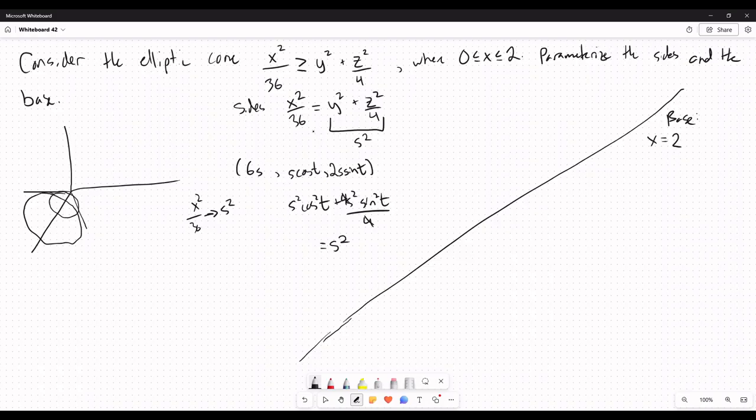But we also need to figure out what s and t are going between. I know that t is going between 0 and 2 pi because it's basically representing going around in a circle. So we need to go all 2 pi radians. That's that. What about s? Well, I know that 0 is less than or equal to x is less than or equal to 2. But x, we're parameterizing as 6s. So we have that 6s is between 0 and 2, which then is going to give me that s is between 0 and 1/3. So that finishes off our parameterization there.